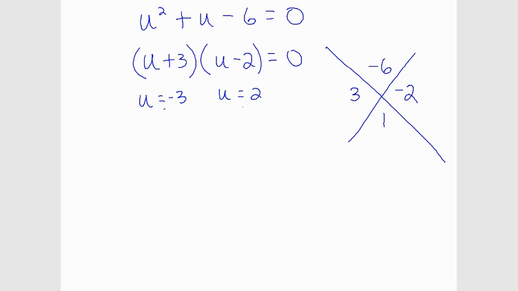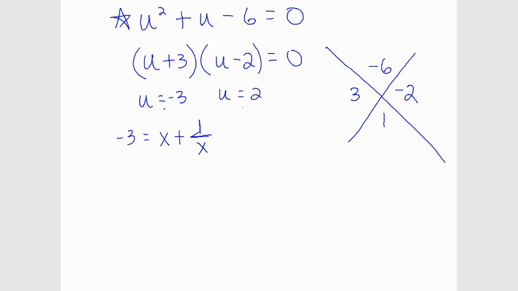However, these answers are answers to this quadratic right here. They're not answers to our original polynomial. So let's recall that u is equal to x plus 1 over x. Ooh. So let's go ahead and sub them in one at a time. I'll start with negative 3.